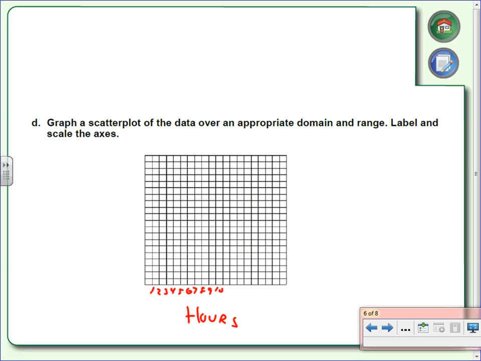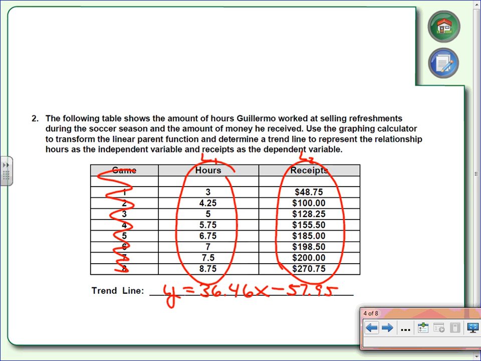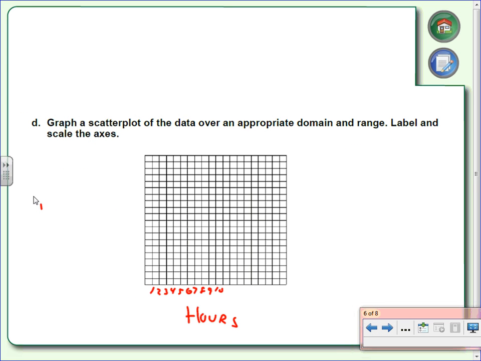Now let's look at the y values. Let me come back over here to the table. The y values represent the number of miles. And the biggest number we have in this table is 250. First of all, we said that it was miles, and we need to make sure that we can get all the way up to 250. So are we going to get 250 if we count by tens? I don't think so. Let's try it. 10, 20, 30, 40, 50, 60, 70, 80, 90, 100.